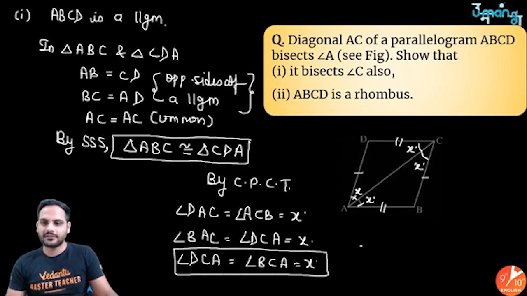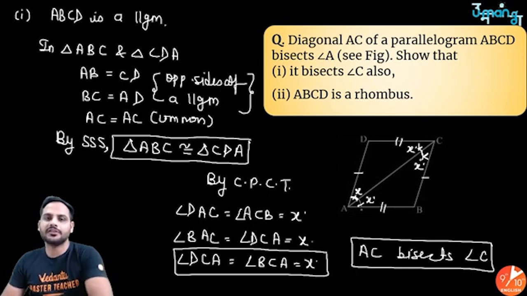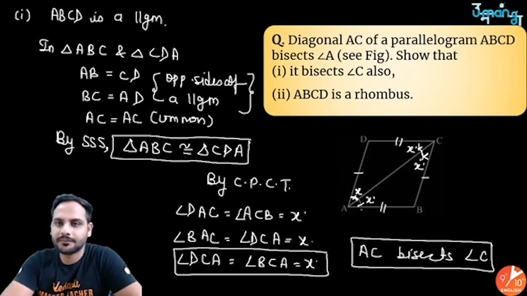So I can clearly say AC bisects angle C. AC bisects angle C. Because by congruency, this angle and this angle will be equal. This angle and this angle will be equal. So if these two angles are equal, these two angles will also be equal to each other. ठीक है, so we can say that it is bisecting angle C also. It is bisecting angle C as well.